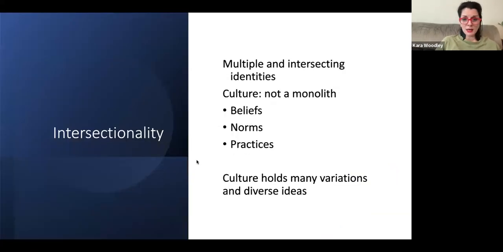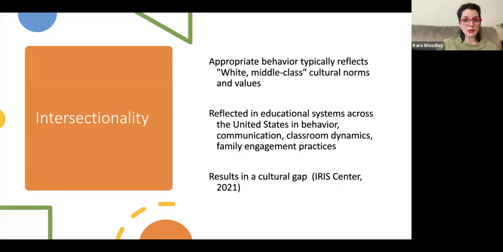And so intersectionality is multiple and intersecting identities. We all have multiple identities. I am a white female educator, special educator. And so you may have an identity that is different from mine or similar to mine. And so we know that intersecting identities inform how we see the world. And so culture, it's not a monolith. We all have different culture, beliefs, norms, practices, and know that culture holds many variations and diverse ideas. And knowing these things can inform the way that we work with students in the classroom, especially students with behavioral needs.